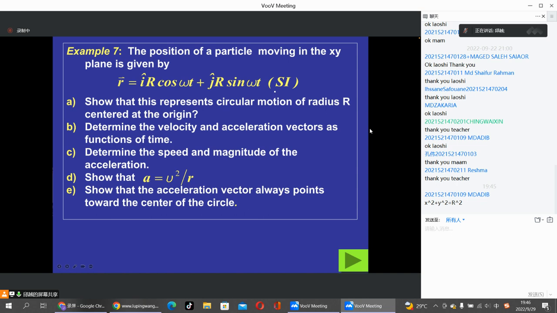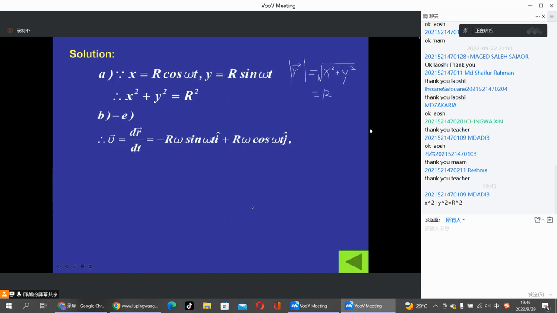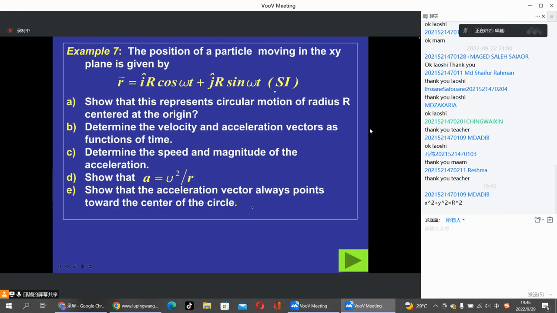And problem B, determine the velocity and acceleration vectors as function of time. Okay, B to E are solved altogether. We can see them all together. For problem B, determine the velocity and acceleration as function of time. And problem C, the speed and magnitude of the acceleration. D, show that the acceleration equals v squared over r. And E, the acceleration vector always points towards the center of the circle.